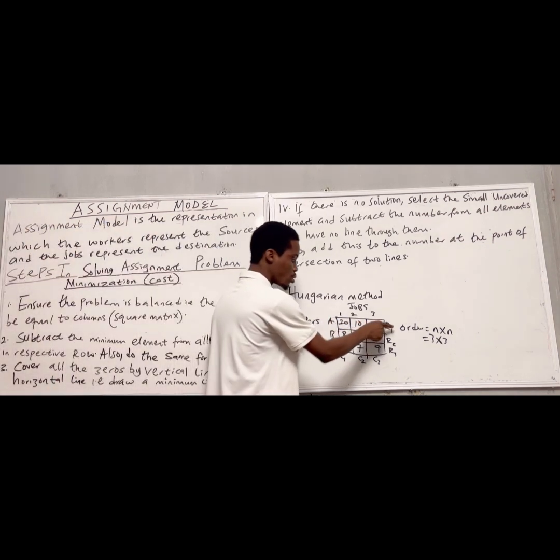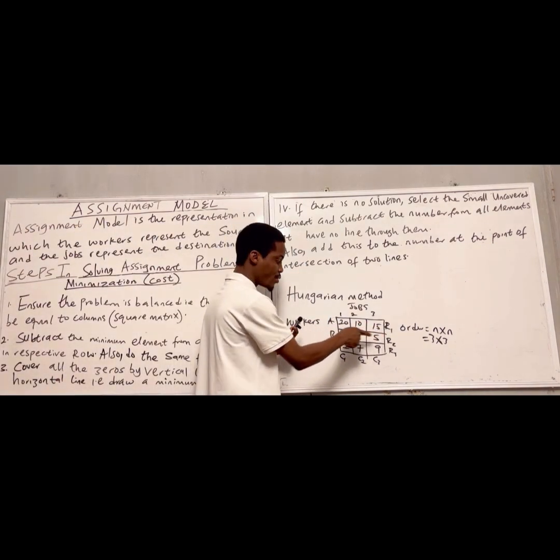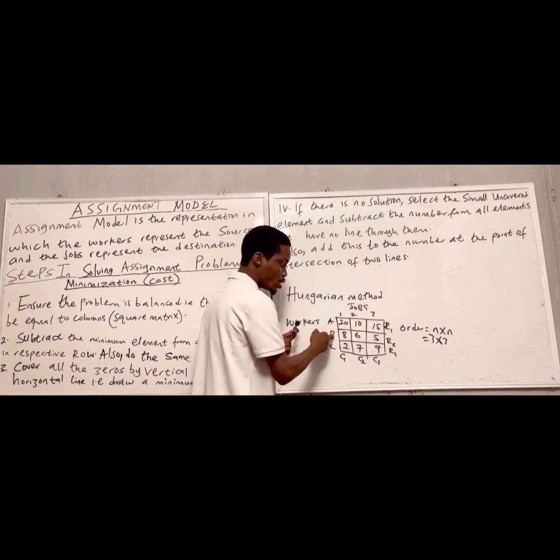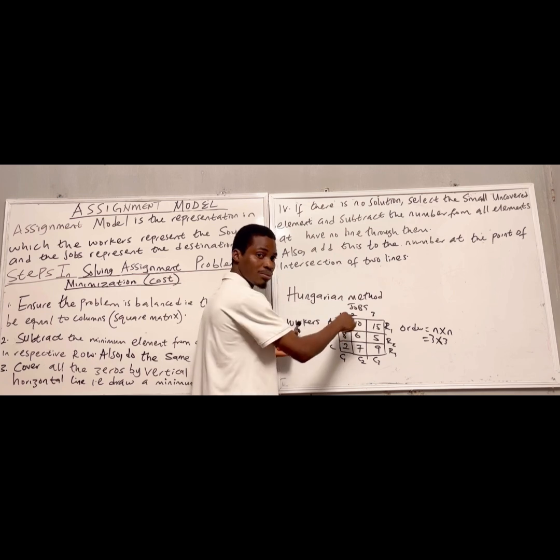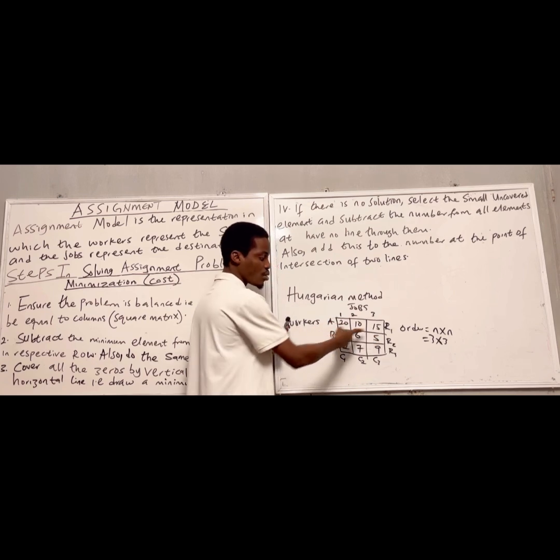You have to do it for rows. Here it is 8, 6, 5. The minimum element here is 5. You have to subtract the minimum element, which is 5, from the elements of this row.